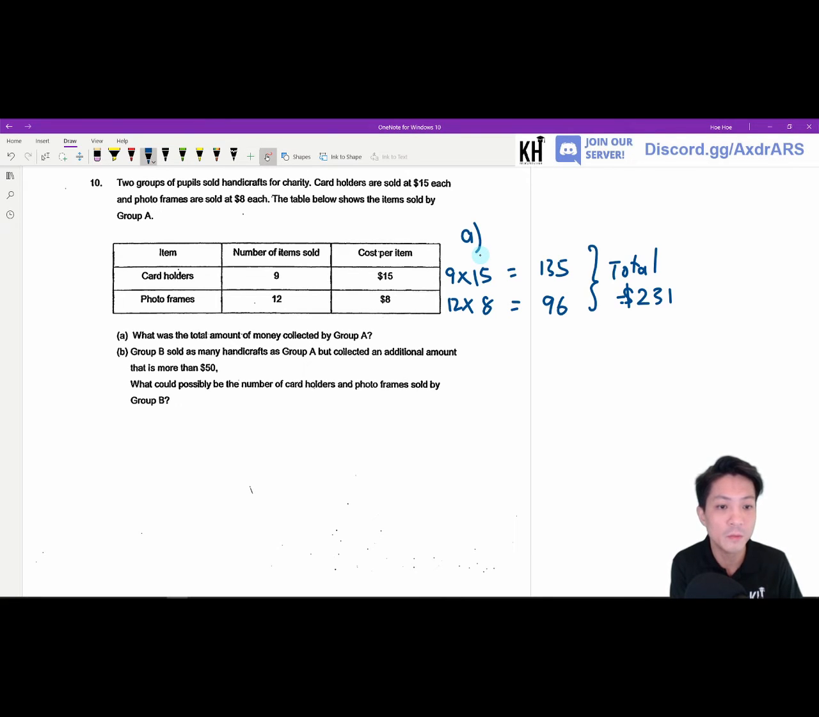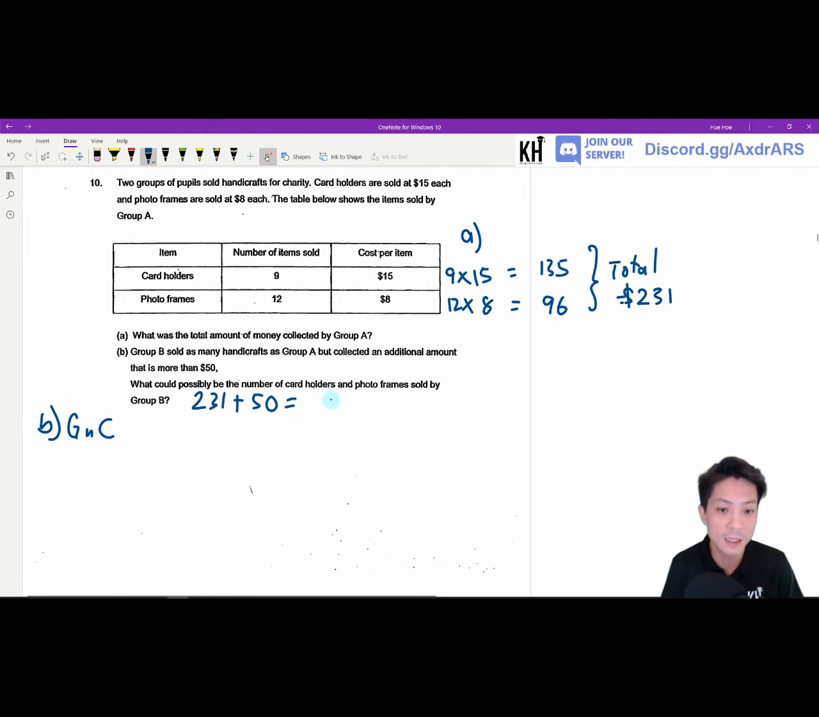Okay, for part B, group B sold as many handicrafts as group A but collected an additional amount that is more than $50. What could possibly be the number of card holders and photo frames sold by group B? Okay, so in order to do this part B, you probably need to do guess and check. So that means the total amount group B earned will be 231 plus 50.